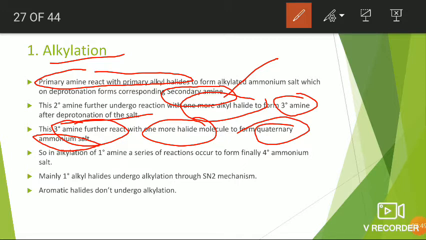The halides may also be aromatic in nature. If you take aromatic halides, they don't undergo the alkylation reaction because of their low reactivity. That is, in the case of aromatic halides, there is a partial double bond between the carbon atom of the arene ring and the halogen atom. That's why they show less reactivity, so they don't undergo alkylation with amines. Okay, fine.